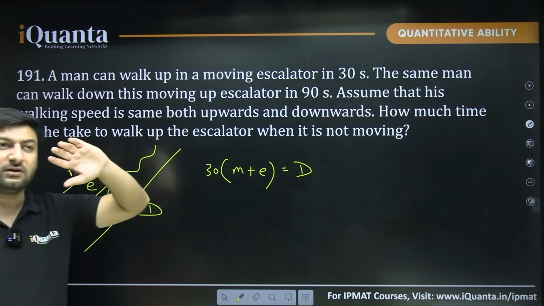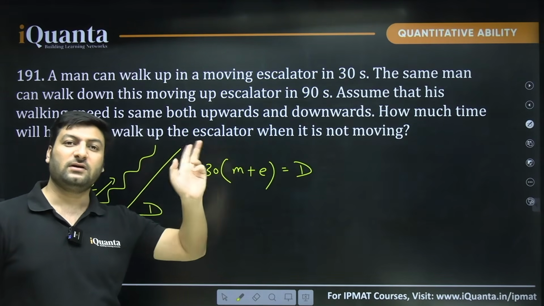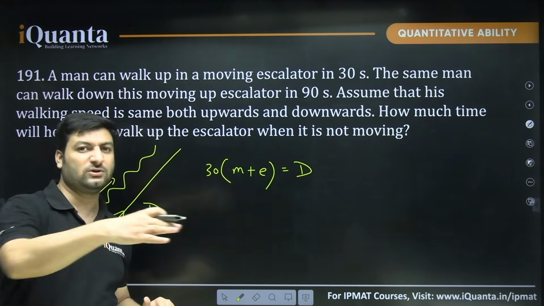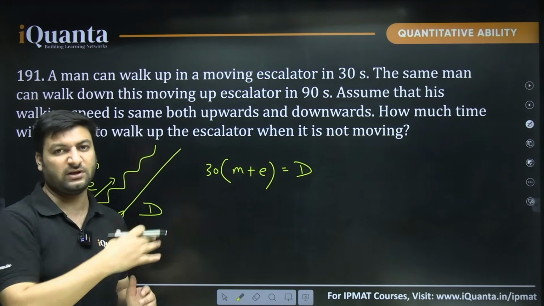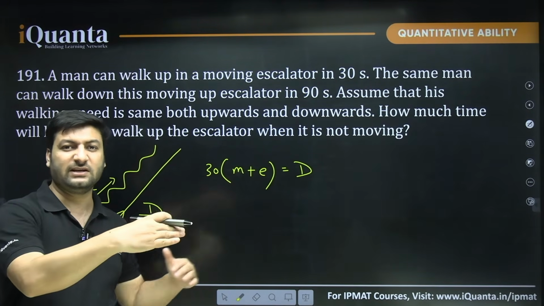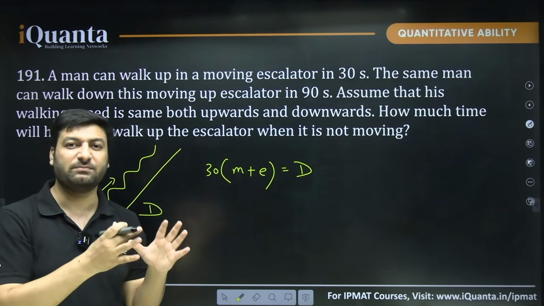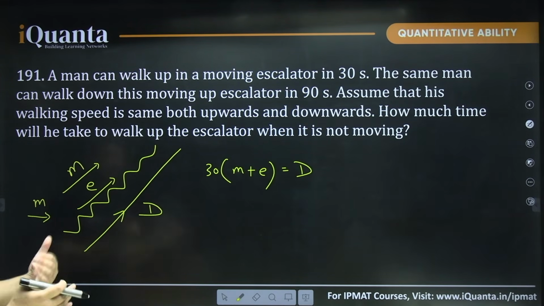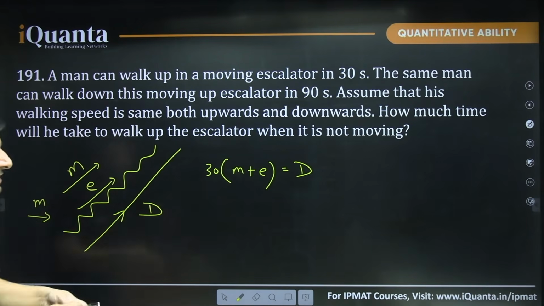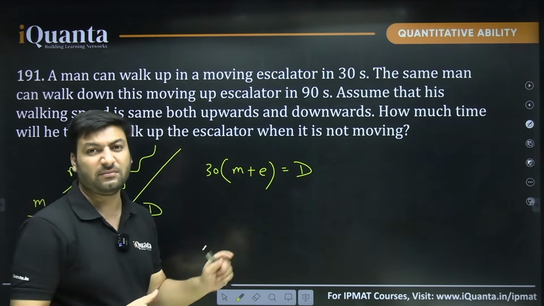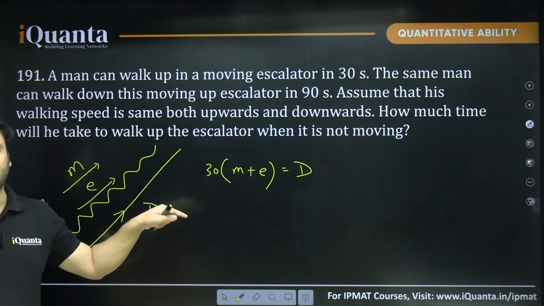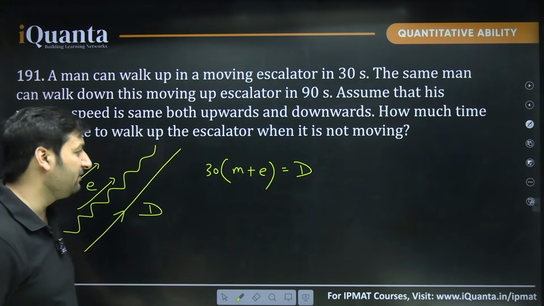Just remember that you can relate this to the concept of boat and streams, where the stream is flowing in this direction and the boat is also going in this direction. But when the stream flows like this and your boat comes like this, the speed is b minus s, isn't it? So that is how we have considered the moving escalator as a stream, and the man who is traveling as a boat. Okay, you will be able to relate it very easily.